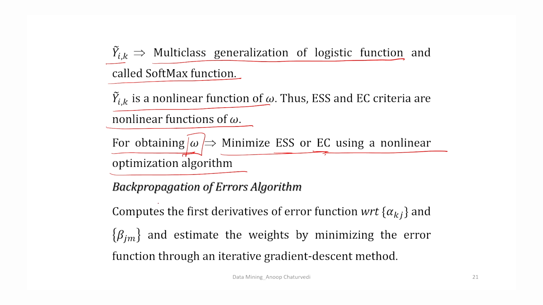Then in the back propagation of errors algorithm, we compute the first derivatives of the error function with respect to alpha k j and beta j m, and then we estimate the weights by minimizing the error function through an iterative gradient descent method. So, we will discuss this back propagation of errors algorithm in the next lecture in more detail.